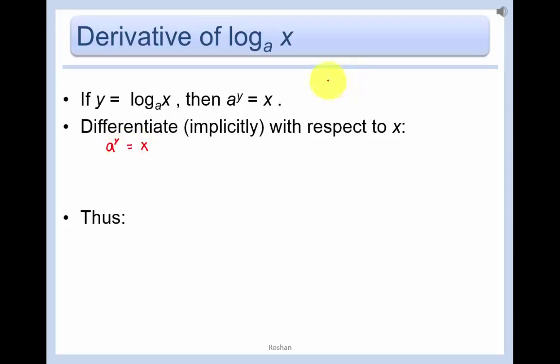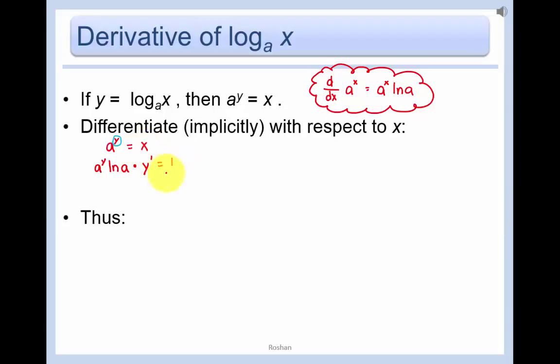And recall that we had learned that the derivative with respect to x of a to the x equals a to the x ln a. So that's an important one that we needed to remember. The derivative of a to the y is going to be a to the y ln a times, and don't forget to chain, that's our baby, so times y prime, equals, and the derivative of x is just 1.